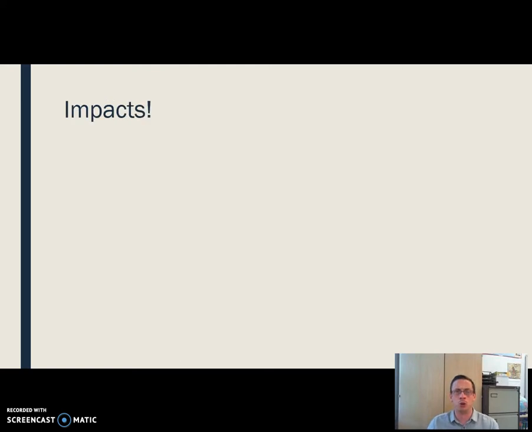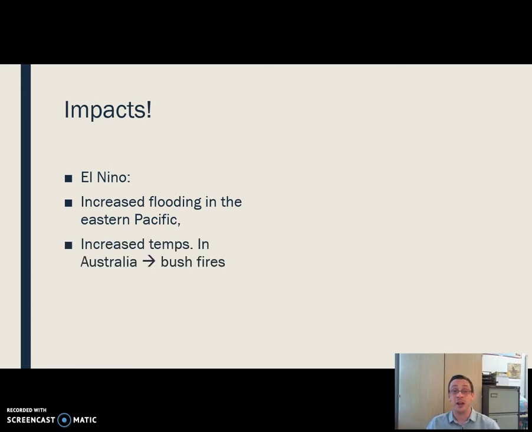Now, all told, what are the impacts of these things? Because that's where it can become important. El Nino, the big impacts we're looking at. The eastern Pacific, we've got more rainfall, so we can get flooding. We've also got increased temperatures in places like Australia, which can result in bushfires. Also not helped by the fact that the rainfall that region should have gotten has moved into the central Pacific.